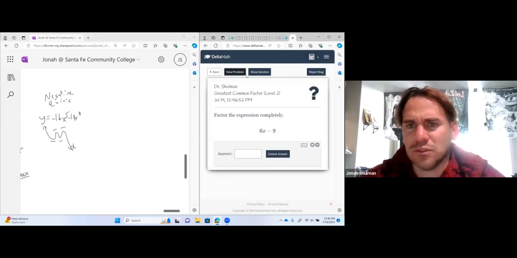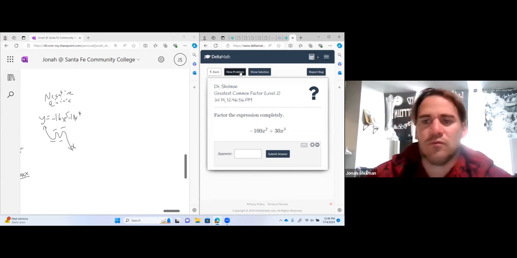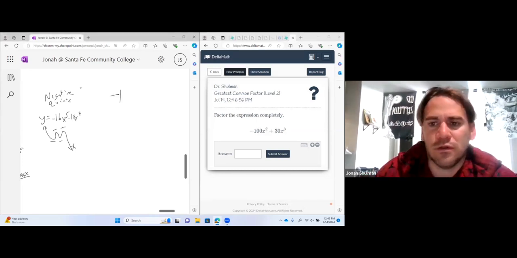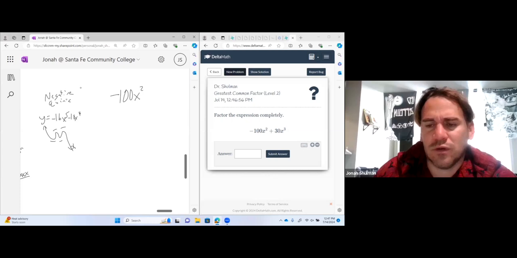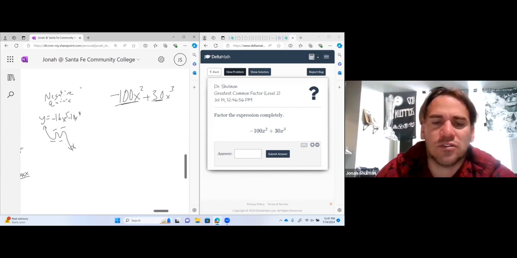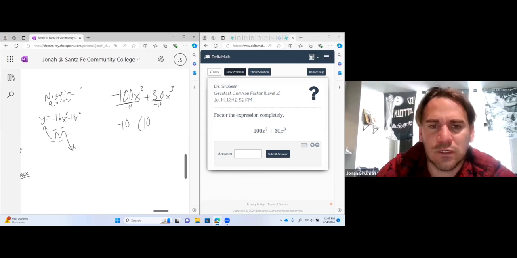And I won't do all those extra pieces. Oh, that's too easy. Here we go. This one's harder. Negative 100 x squared plus 30 x cubed. Where do these match? We can divide this by negative 10. All right, so let's divide it by negative 10 first. So that's going to be 10, and that's going to be a negative 3.